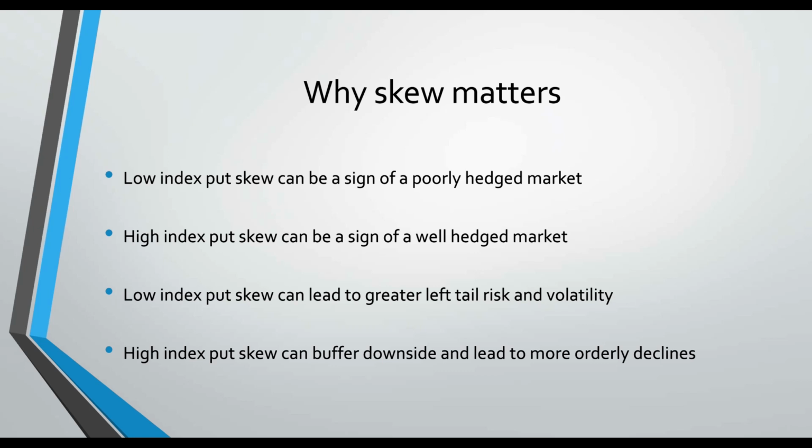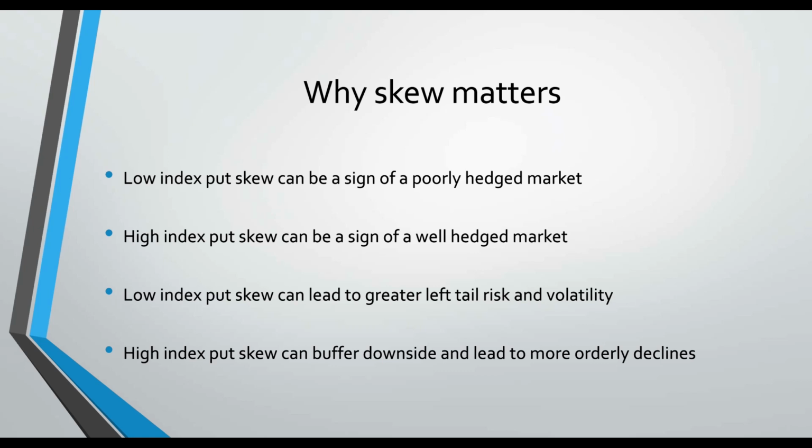So why does skew matter? Because low index put skew can be a sign of a poorly hedged market. High index put skew can be a sign of a well-hedged market. Low index put skew can lead to greater left tail risk and volatility. So, think about that. If you have a bigger amount of people that are speculating in the markets, but they're not well hedged, and the market goes meaningfully against them, what are they going to do, especially if they're leveraged? They're going to exit their position. Sometimes they're going to run over each other to do that. And so that can create disorderly selling.